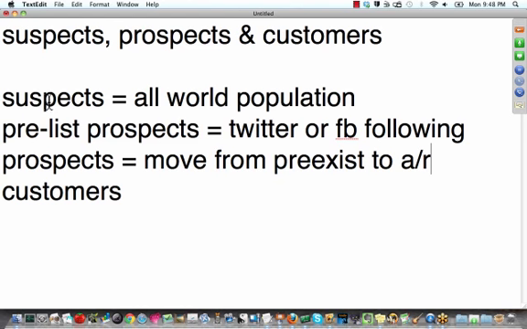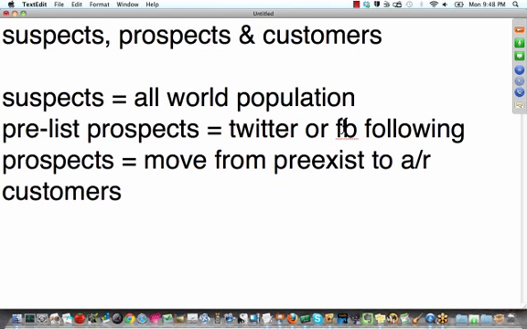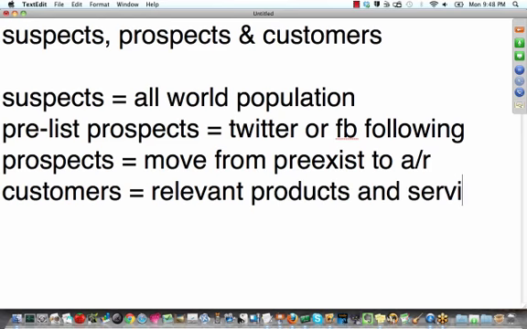They went from Nowheresville as suspects to in a list, so to speak, but in a list that you don't control, to a list that you do control, your list, right? And even if they leave Twitter or Facebook, or something else happens to them, or they change their Twitter account, it doesn't matter because you've got them on your autoresponder list. And then from there, it's back to the regular old, relevant products and services. Hopefully somebody becomes a customer.